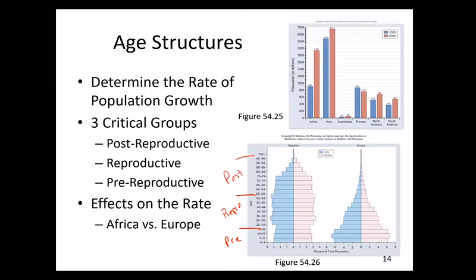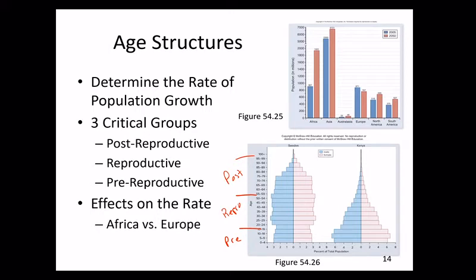And so if we were looking at a natural population, we would break it down this way. And we would say populations that have a larger number of pre-reproductive individuals would be populations we would expect to see an increase over the next 20 years or so.